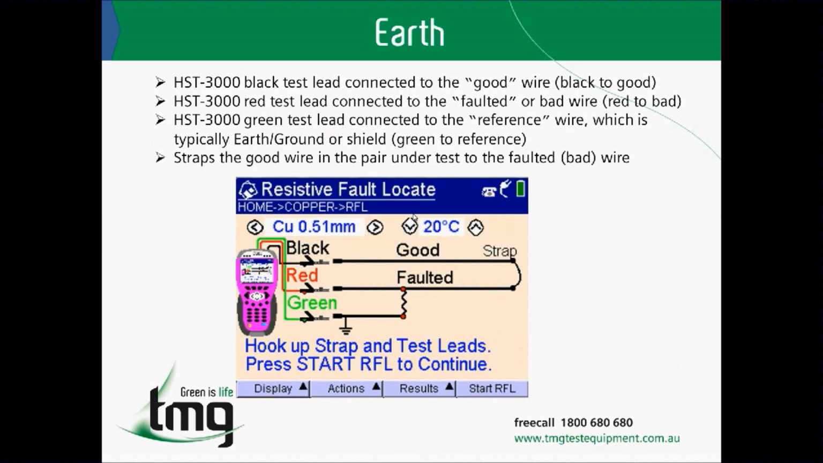In order to perform the RFL test, the HST3000 black test lead has to be connected to the good wire. So the black one has to be connected to the good line we have at our disposal. The red test lead has to be connected to the faulted or bad wire that we presume our error is on. The green test lead is connected to the reference wire, which is typically the earth ground or shield. We need to put a strap along the black and the red, that is the good and the faulted wire, at the pit.